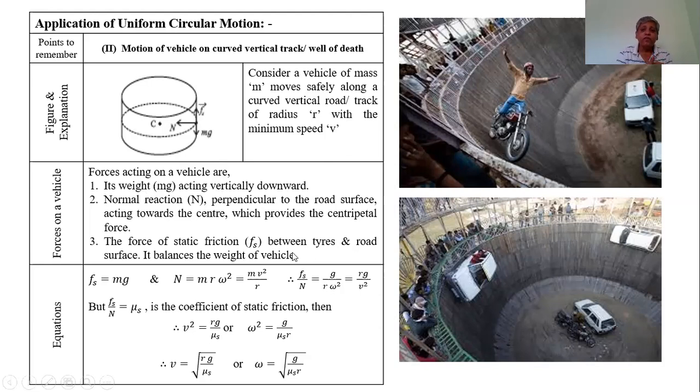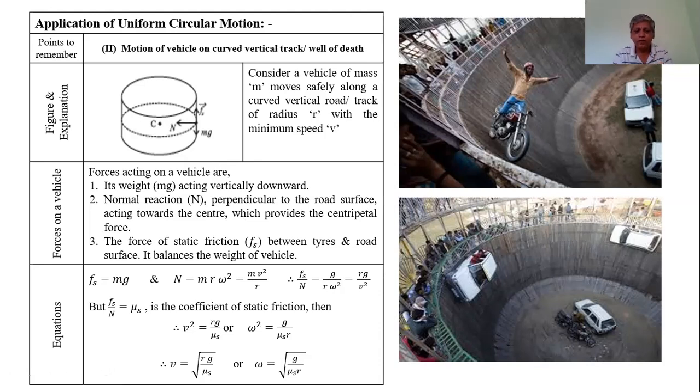And when this force of friction is exactly equal to the weight of the vehicle, at that time it performs circular motion on a vertical track. These are the forces acting. Here, the force of static friction is equal to the weight, and the normal reaction provides the centripetal force. That is the difference between a horizontal circular road and a vertical circular road.